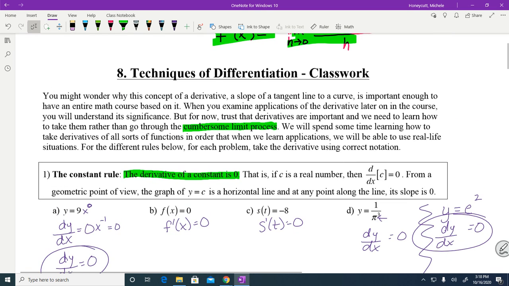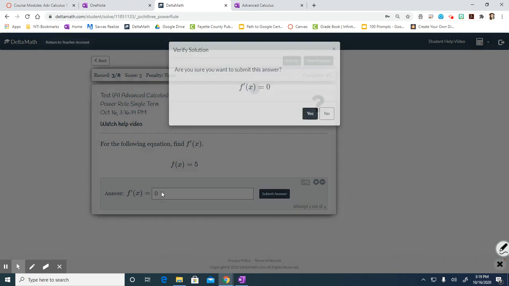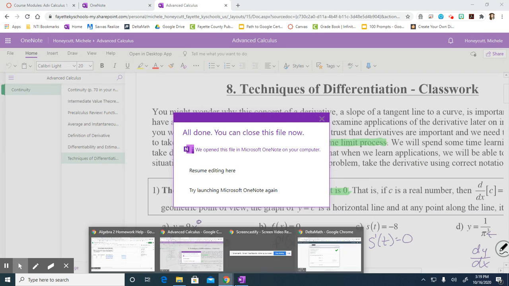So I pulled this problem over from Delta Math. Now you're given f of x equals 5. It's a constant, so the derivative would be 0. Yay! Okay.